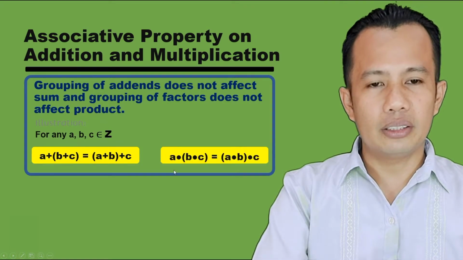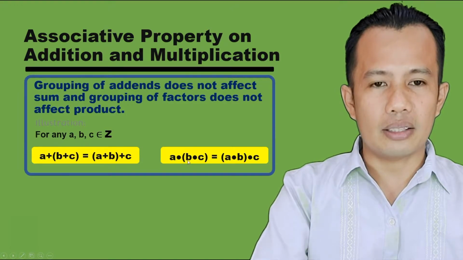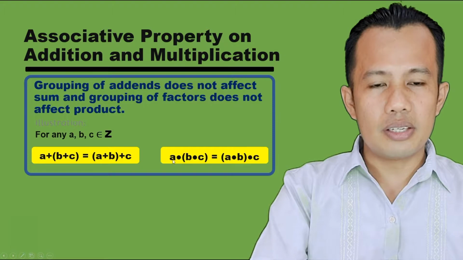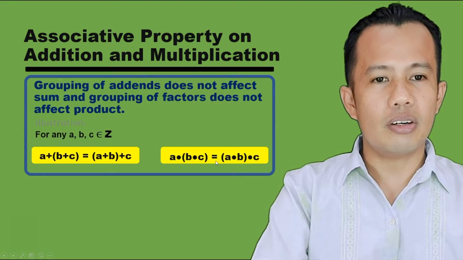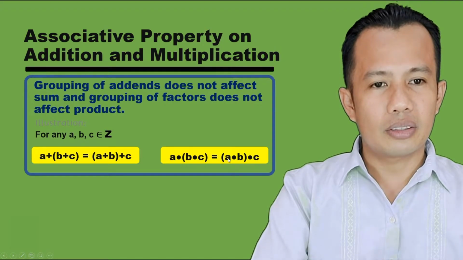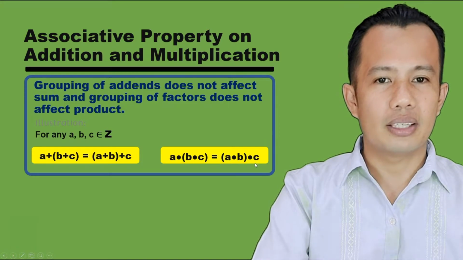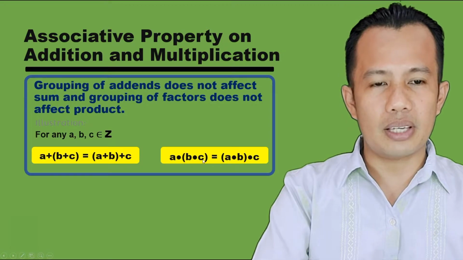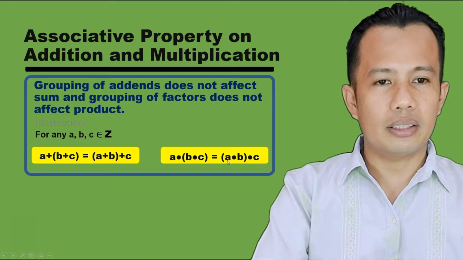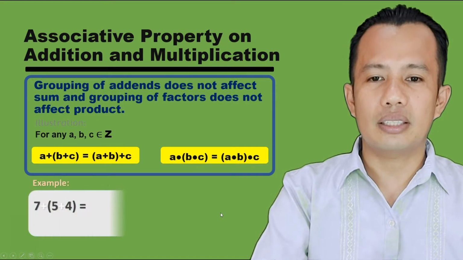In multiplication, grouping does not affect the product. In this case, a times the quantity b times c is also equal to the quantity a times b, times c. The grouping on the left part is b times c, and the grouping on the right part is a times b. Let's see these examples.